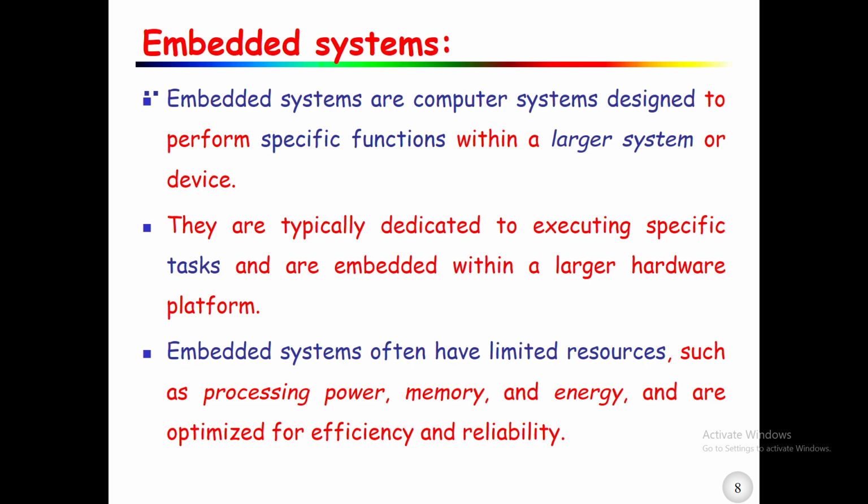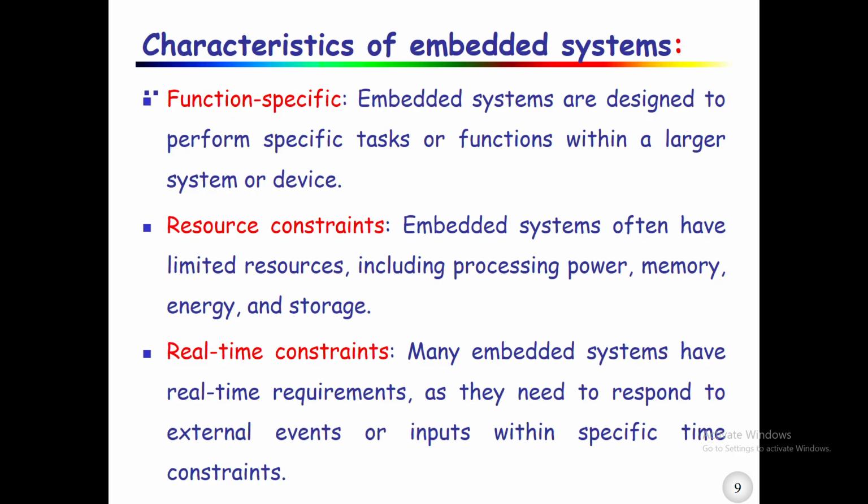Okay, so these are the limitations of these kinds of embedded systems. They have their own characteristics. The first one is function specific. Embedded systems are designed to perform specific tasks or functions within a larger system or device. Resource constraints: we all know that embedded systems often have limited resources, including processing power, memory, energy, and storage, which were mentioned earlier. They also have real-time constraints, which means many embedded systems have real-time requirements as they need to respond to external events or inputs within specific time constraints.